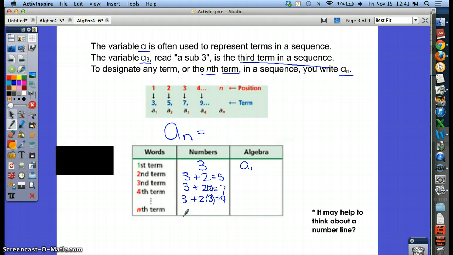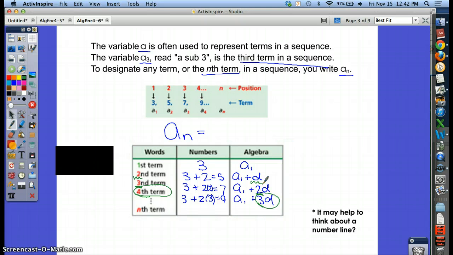Well, what about the nth term? If I wanted to find the nth term, we're coming up with a pattern. So the second term is always going to be the first term plus the difference, right? And the third term is always going to be the first term plus 2 times the difference. The fourth term would be the first term plus 3 times the difference. Do you notice a relationship between the term number and the number of times you add the difference? What's the relationship there? What do you see?